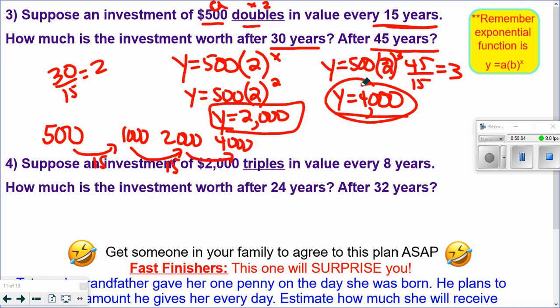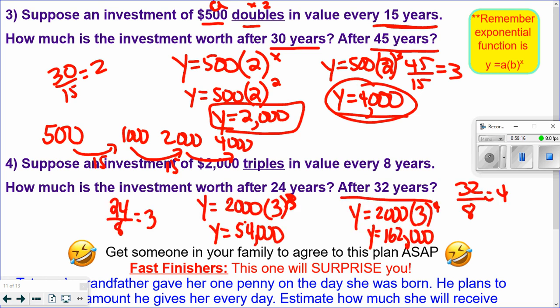y equals 4,000 there. Do number 4, press pause now. Just remember, the investment of 2,000 triples in value every 8 years. Go ahead and do it. Press pause now. Okay, so next one, remember, it triples in value every 8 years. So what is the investment worth after 24 years? 24 divided by 8 is 3, and you substitute that 3 in for x. You get y equals 2,000 times 3 to the third power, which is $54,000.